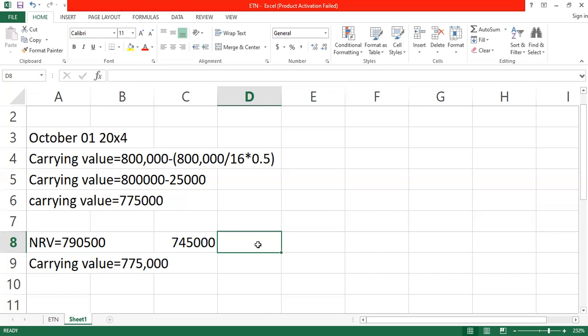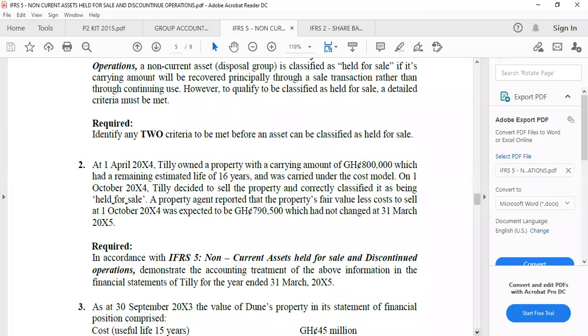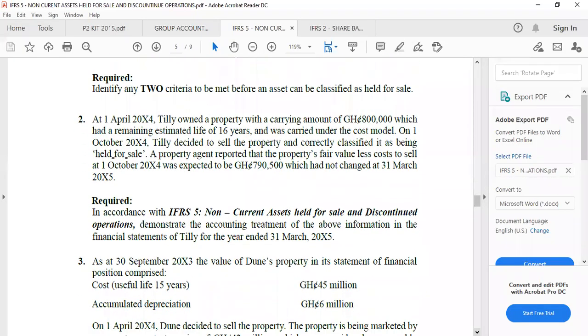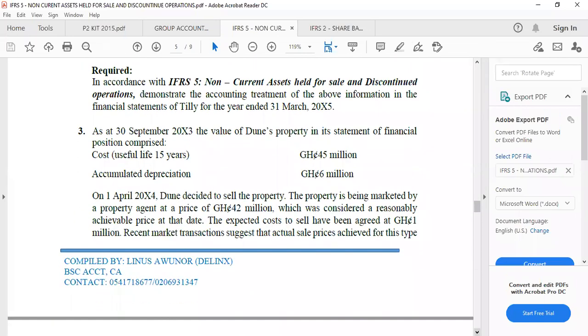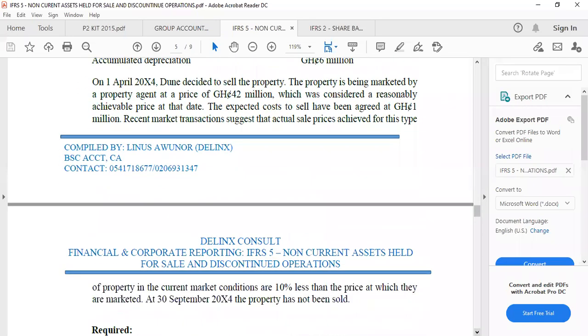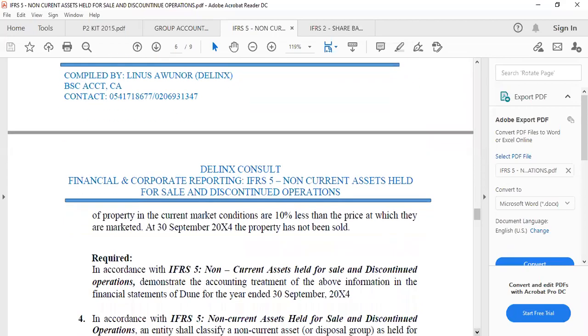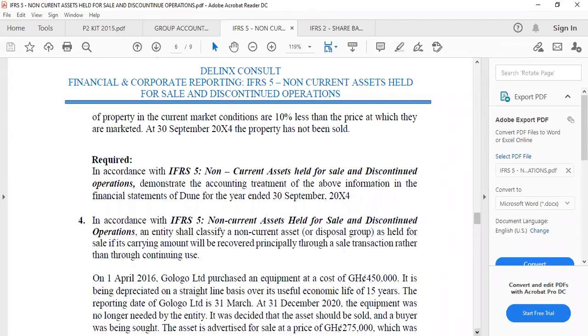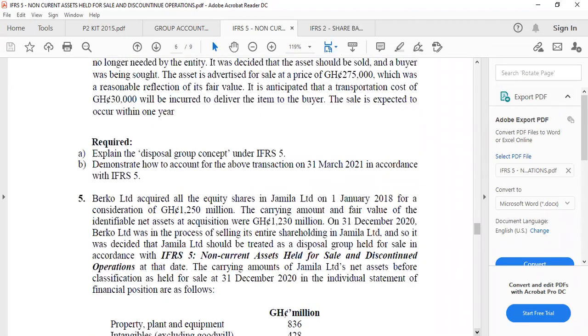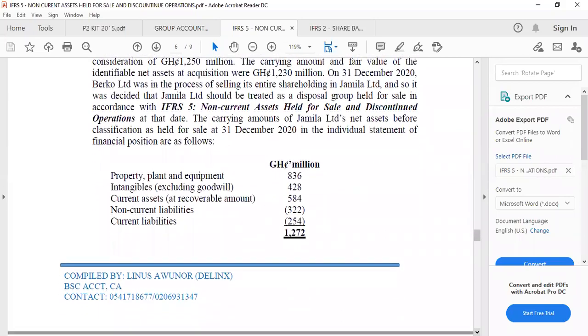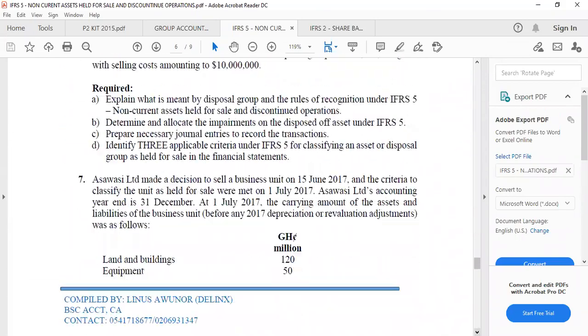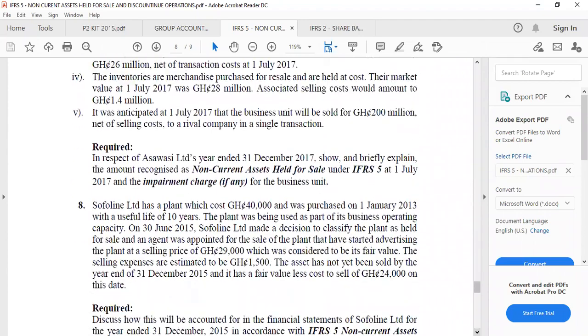Okay, let's move on. That is the first one. Let's look at whether we can solve additional questions. Then we look at, okay, I'll solve the match question for you. If we can finish this topic today, I'll be very happy.